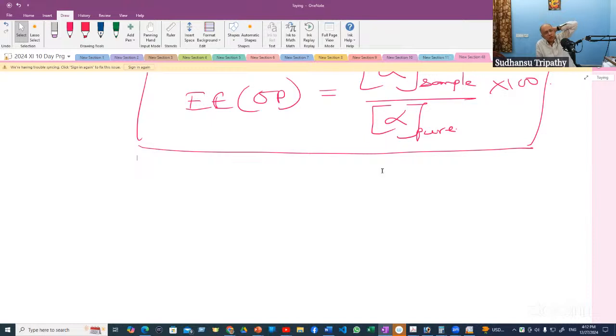Always when you are adopting a synthetic method, either you will get a racemic mixture, or if you are a little witty, you have done some manipulation to get a particular enantiomer in larger excess than the other, then you will be getting an enantiomeric excess.